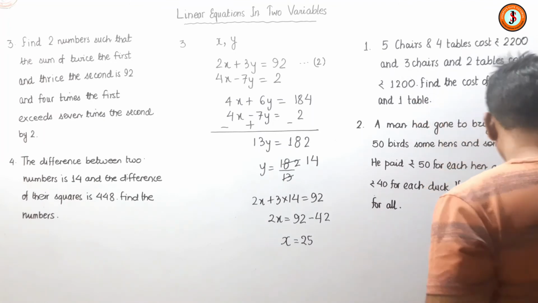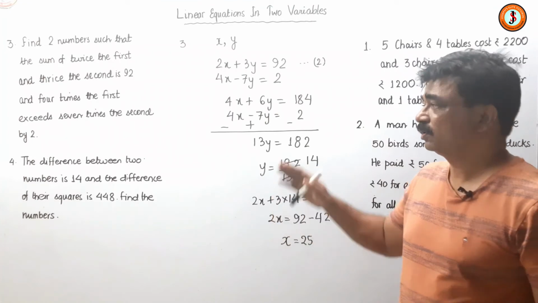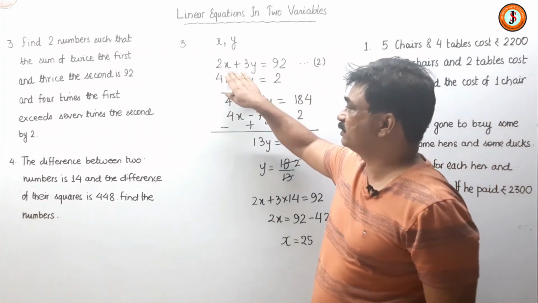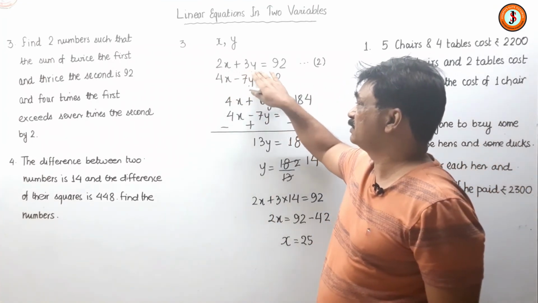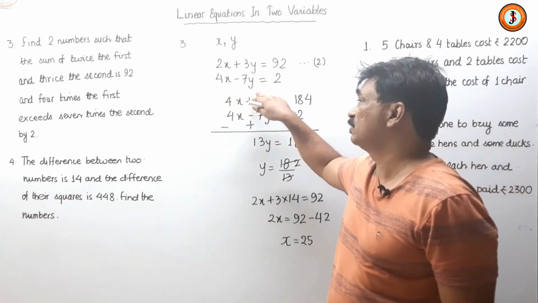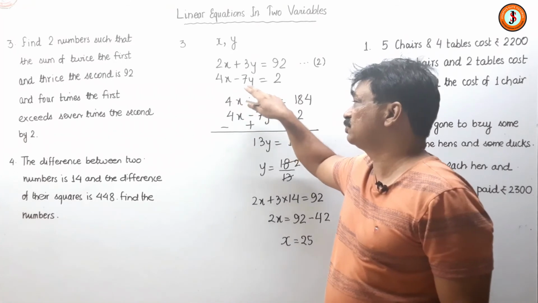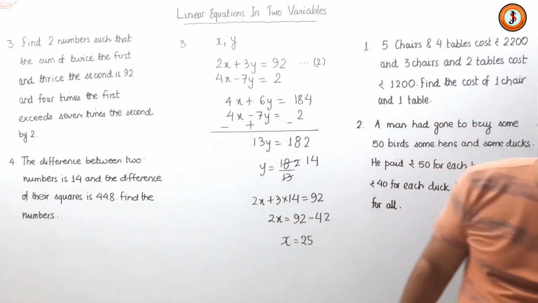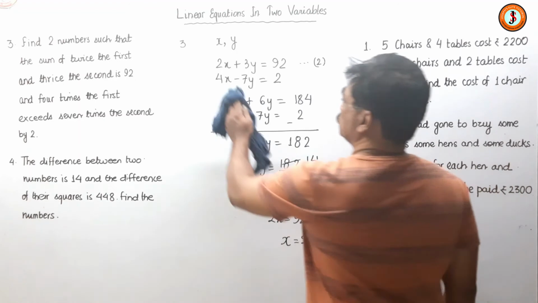So the last sum now we do. So did you understand this? Twice the first and thrice the second sum up to 92, and 4 times the first exceeds 7 times the second by 2. So when 4 times exceeds, I subtract, then the result is 2. Now I go to the last question, which is also very nice.